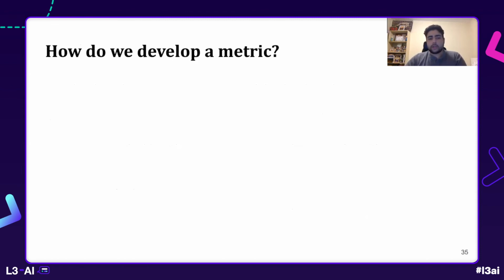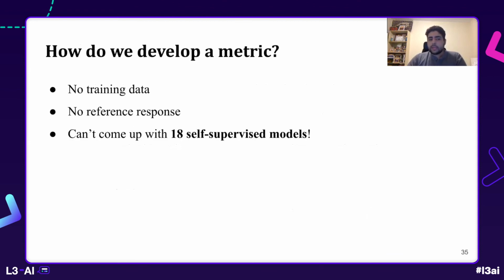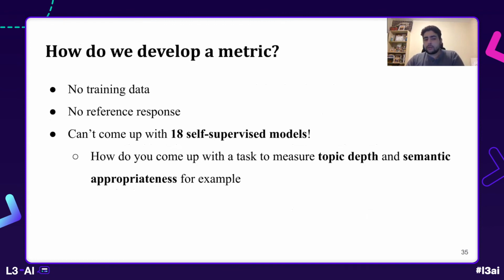Okay, so let's talk about the evaluation metric. We're in a really challenging position here because we have no training data, we have no reference response, and we can't do what we did for USER. We can't come up with 18 different self-supervised models. Because how do you come up with a task to measure topic depth or semantic appropriateness, for example?